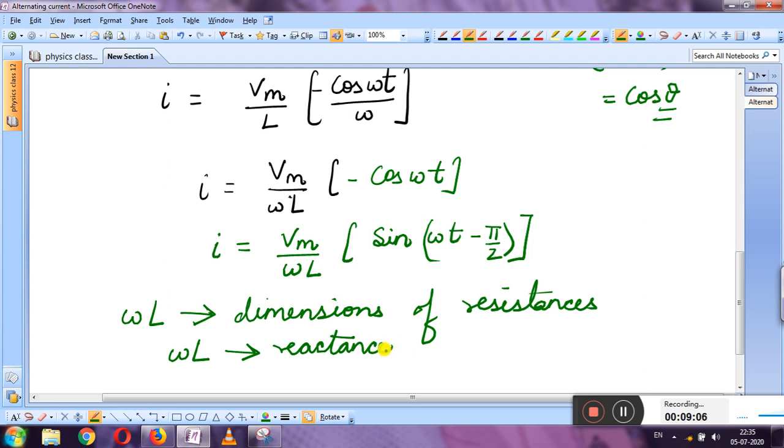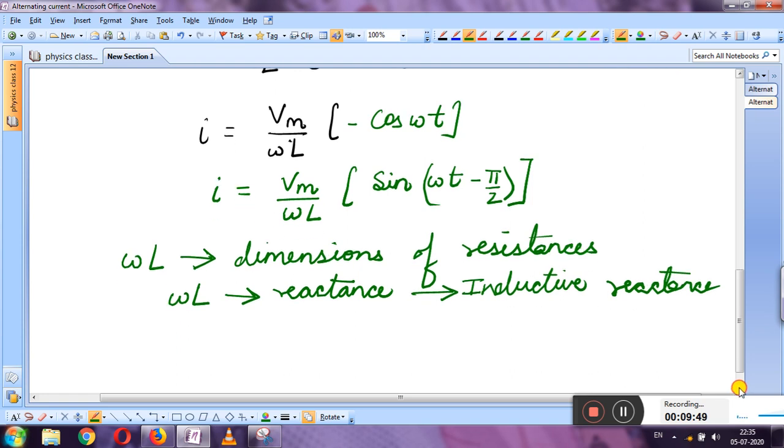Reactance is just like resistance. Like resistance, it opposes the flow of current in the circuit. The difference is that we use the word reactance for inductor and capacitor, and the word resistance for resistor only. Because this is the case of an inductor, it will be called inductive reactance.